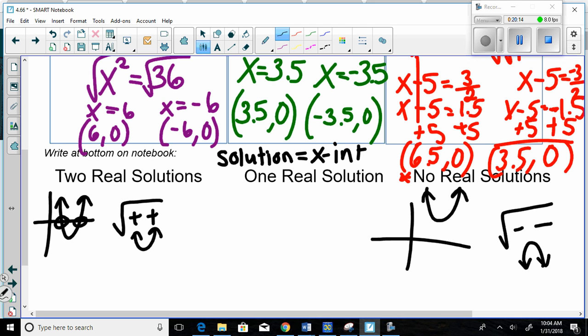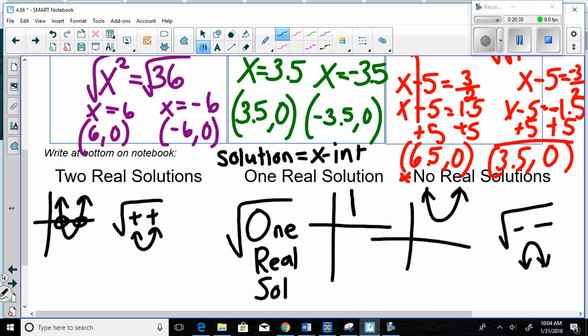Any negative number, he's sad, he doesn't have a solution. Boo-hoo. One real solution: there's one number that if I take the square root, there is no negative and positive. Which number doesn't have a sign? 0, right? I can't take negative 0 and positive 0. So if I have 0, this is my little trick, I can write one real solution. And that looks something like this, where it literally touches the x-axis and goes back up. So it has the same x-intercept.